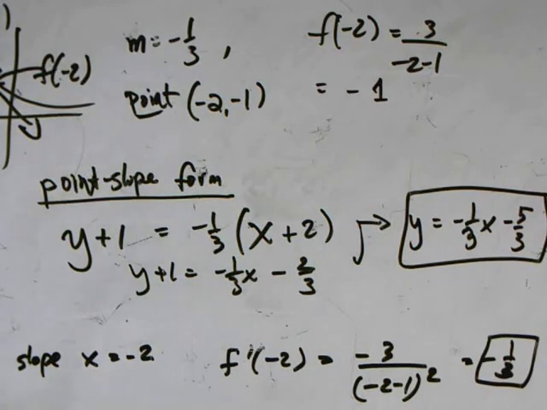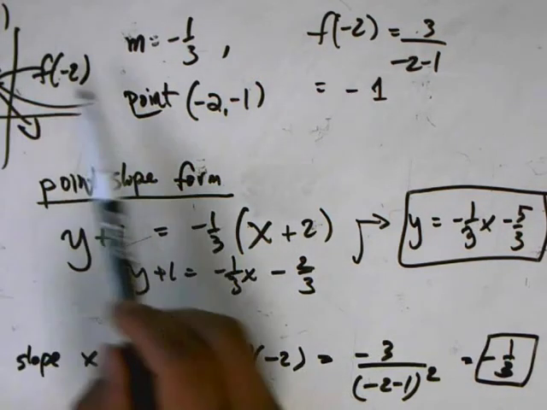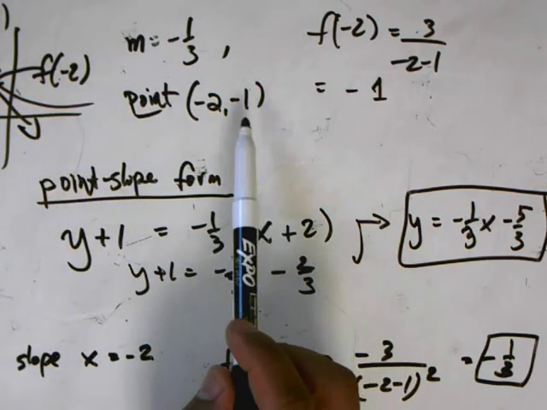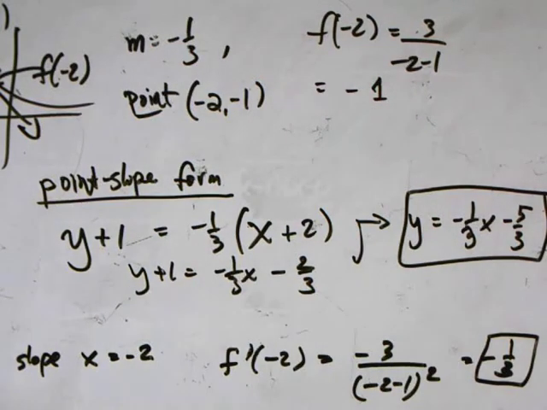We found the derivative of the function. We used the derivative function f prime of -2 to find the slope of the tangent line, and then we used the point here, -2, -1, in order to find the equation of the tangent line.